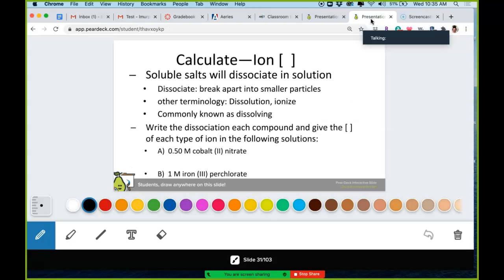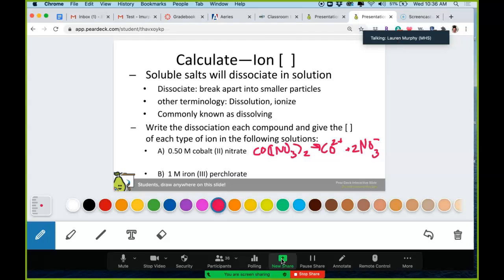So 0.50 molar cobalt 2 nitrate. So you go, okay, cobalt 2 nitrate. What does this thing break apart to in solution? Well, it breaks apart into cobalt ion and 2 nitrate ions. Does anybody know? You can shout it out if you know, and it's okay if you don't.